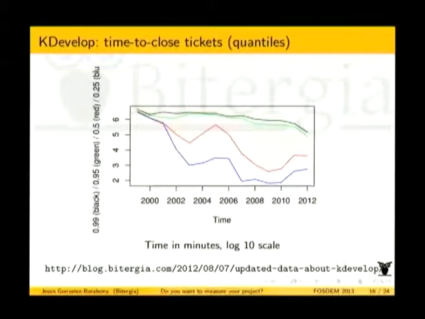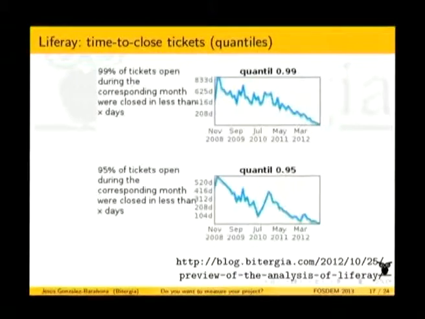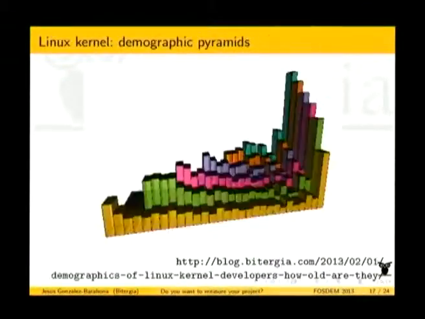Each of the lines represents how long they are taking to close 99% of the tickets, or 95% of the tickets, and so on. This is the same information but for Liferay, from another presentation. So the upper one is how long they take to close 99% of the tickets for different periods of time. And this is one of the things we are right now working on.